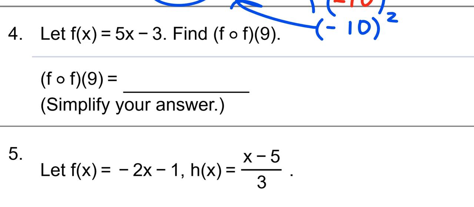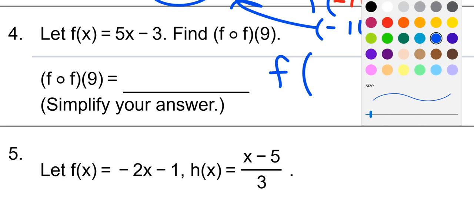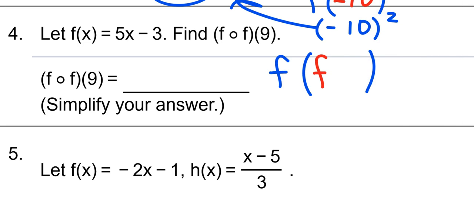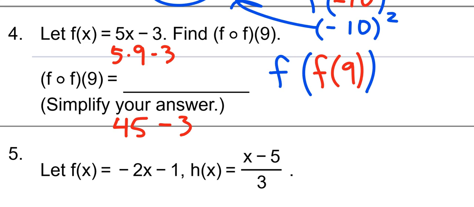This one's a little bit different. Because in this particular one, they're only using one function, but they're using it twice. So first I need to find out what f of 9 is. So that's 5 times 9 minus 3. 5 times 9 minus 3, so that's 45, take away 3. So now I know that this part right here is 42.